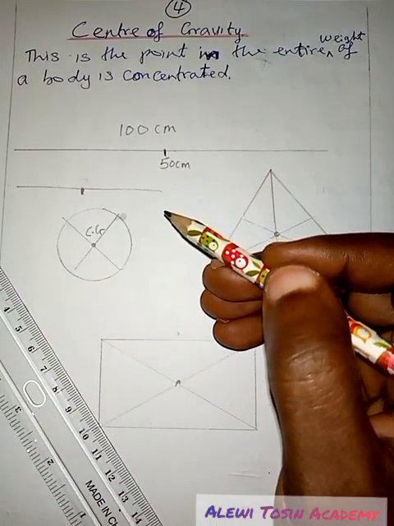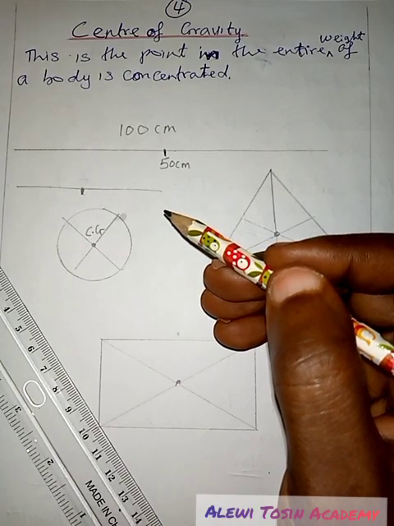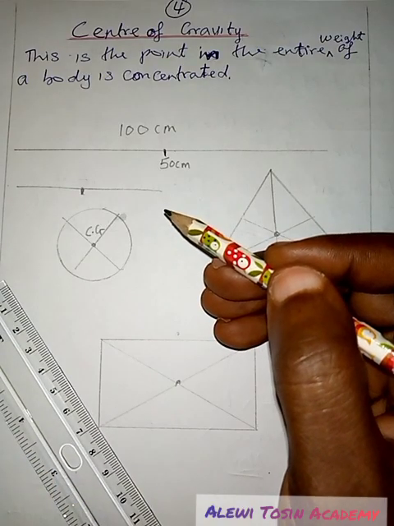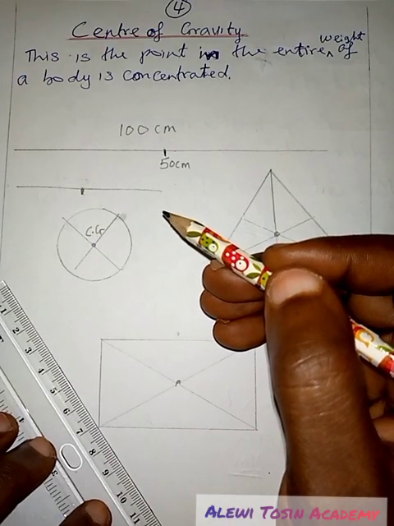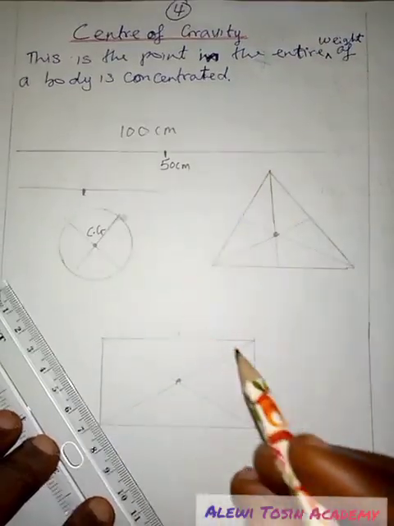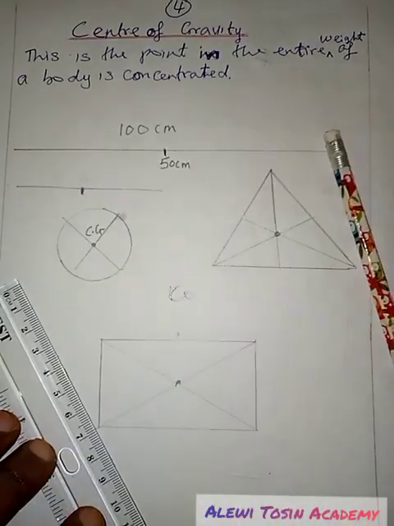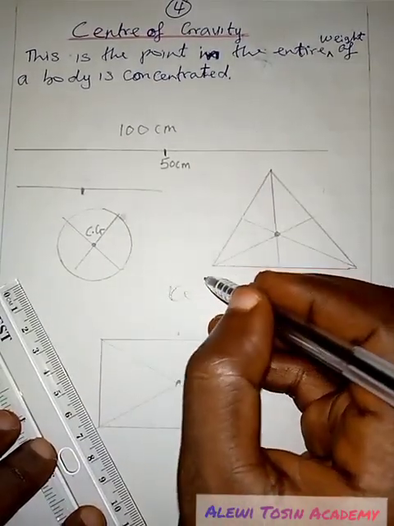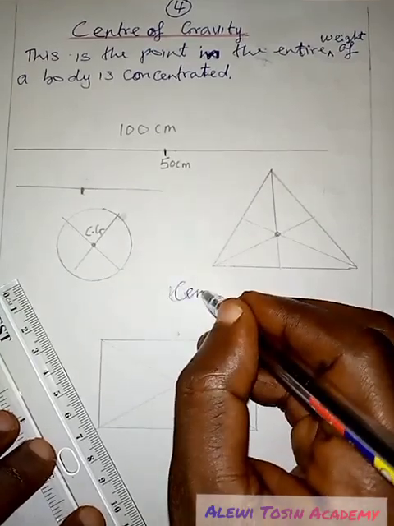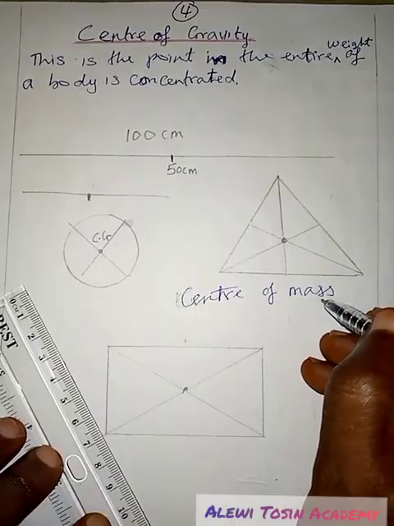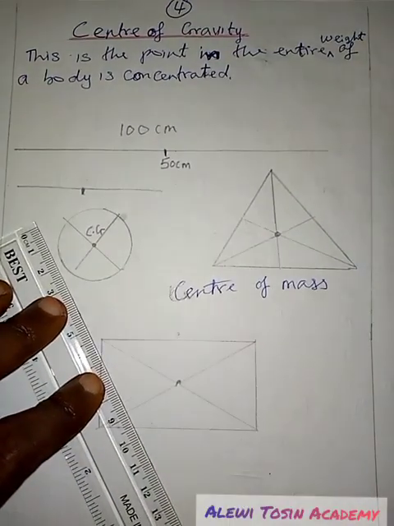Now, in the uniform rod or beam, there's what's called center of mass. What is center of mass? Center of mass can be defined as the point at which an applied force produces acceleration but no rotation. That's what we call our center of mass.